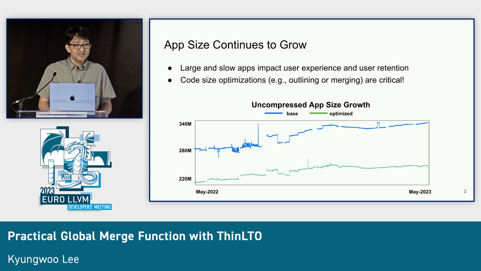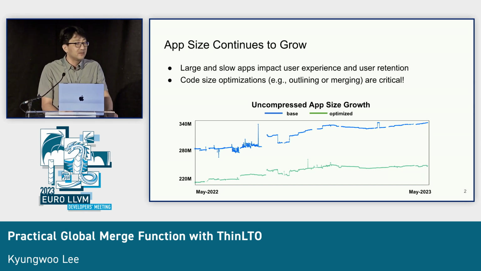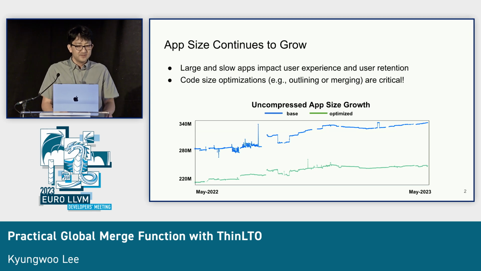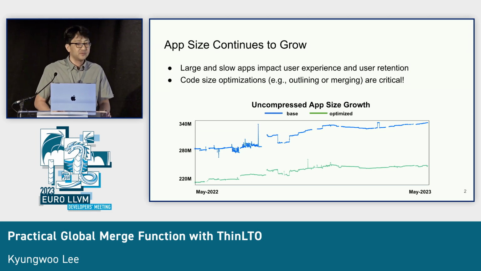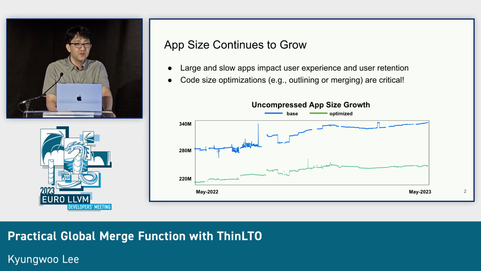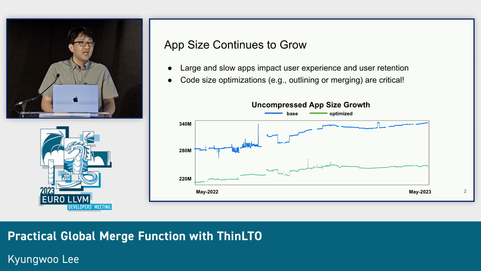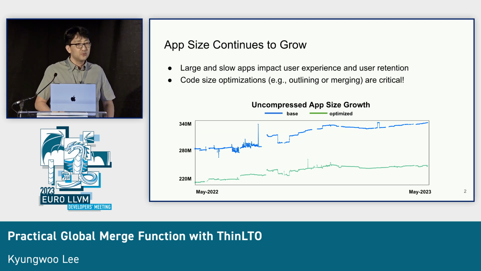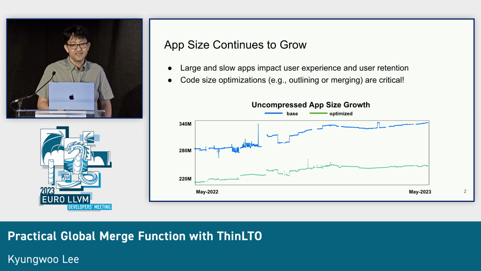The mobile app size is steadily increasing as more features are constantly added. Large and slow apps impact user experience and user retention, which directly impacts our revenue. The graph below illustrates the growth of app size over the past year. As shown in the green line, code size optimizations are critical to slow down this trend.